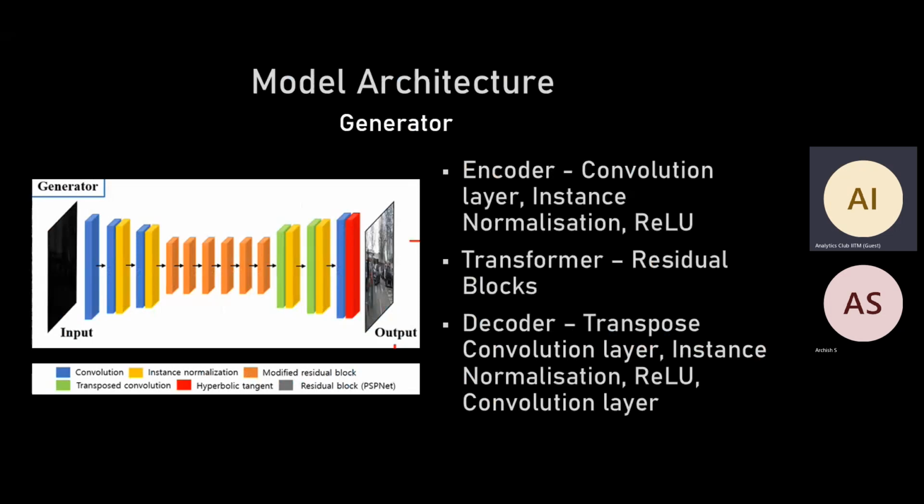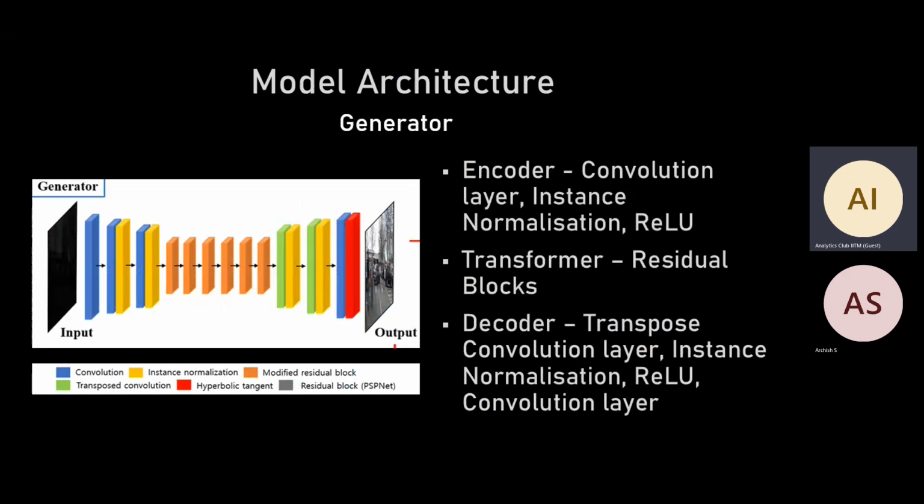firstly, the generator has an encoder, transformer, and a decoder. The first three blocks that you see are the encoder, which has a convolution layer, instance normalization, and ReLU. The convolution layer here captures the surface level features such as edges and lines, and the instance normalization is done to basically bring all the data to a level ground so that it's easier to make sense out of the data. And the ReLU is the rectified linear unit, which we use as an activation function.